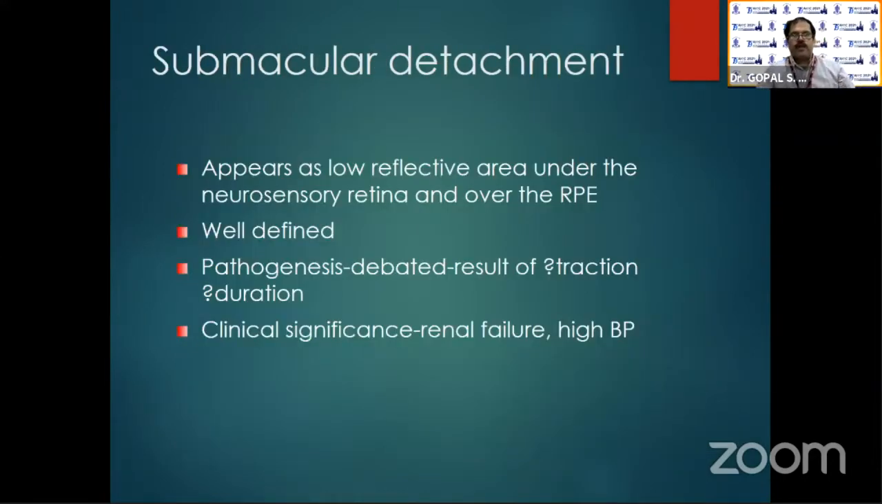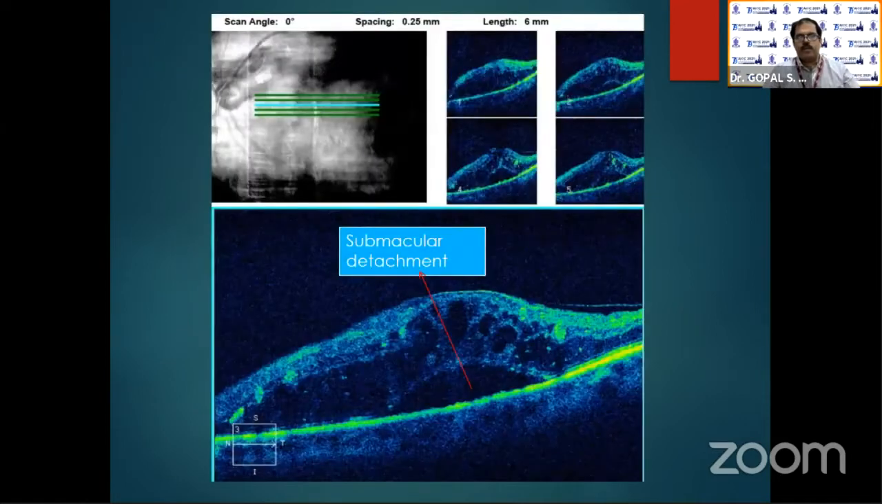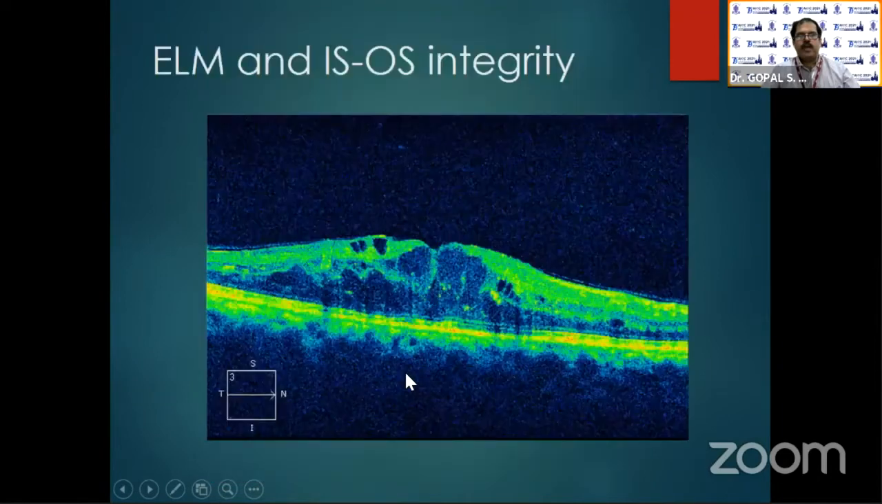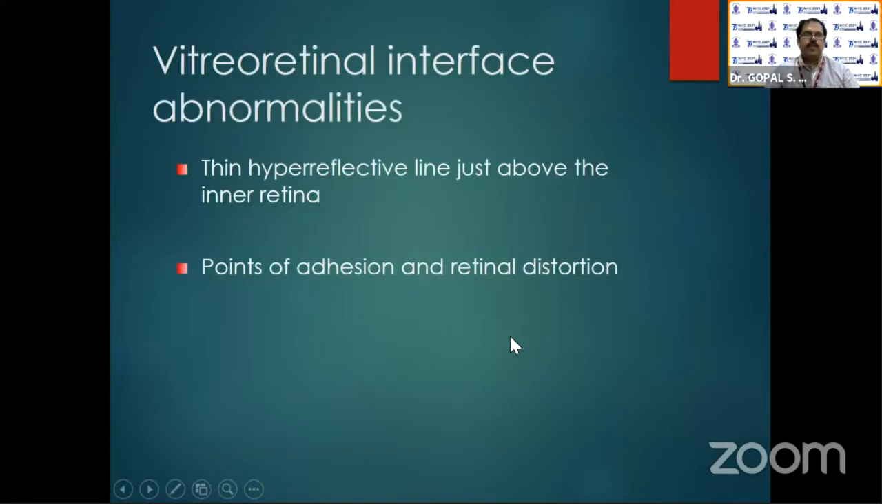What about a submacular detachment? It's a low reflective area under the neurosensory retina and over the RPE. It is well defined, and some people have talked about traction, some people have talked about duration, and about systemic factors like renal failure and high blood pressure. Now, this is a submacular detachment. And next thing that we will look at is ELM and the ISOS integrity, which are very thin layers just on top of the retinal pigment epithelium.